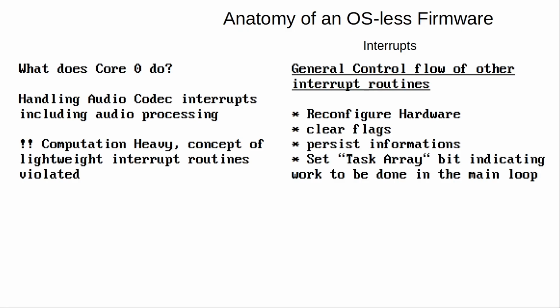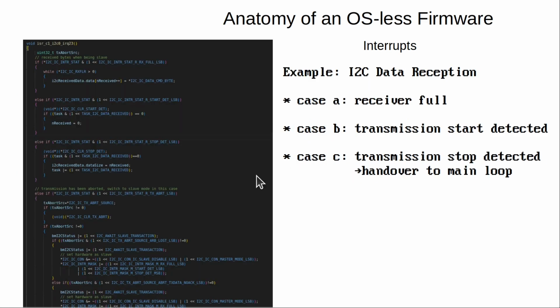In an interrupt routine, in general, hardware is reconfigured, some flags are cleared, which prevent the CPU from re-entering the interrupt routine right after exiting it, and information is persisted. In most of my ARM Cortex projects, also a bit of a so-called task array is set, indicating non-time critical work to be done. This is an example of an interrupt routine of the PiPicoFX firmware.